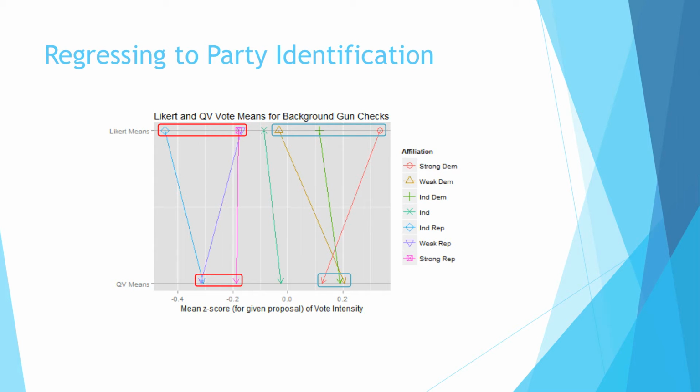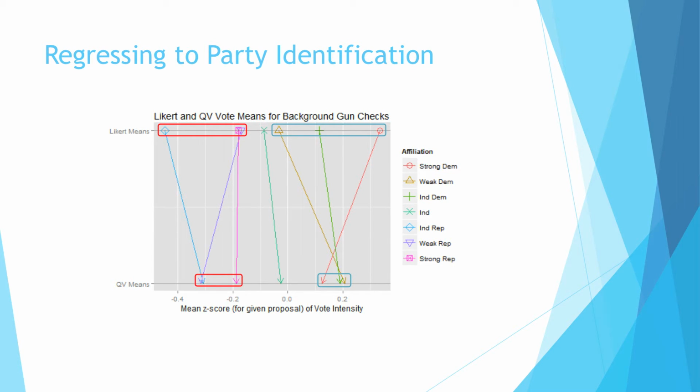So on this graph, the top row is how the different 7 demographic groups landed when it came to voting on background gun checks. And the x-axis here is their z-score of the average. You can see that the independents here are roughly at 0. They were in the middle of the pack. And the bottom row is where that group goes to when they use QV instead of Likert. So these are the people that took both.